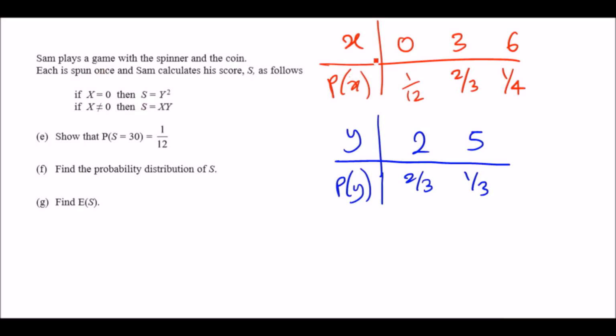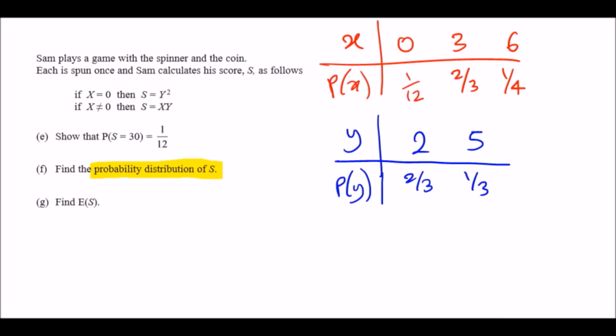If X equals 0, then S equals Y squared. If X doesn't equal 0, then S equals X times Y. That seems quite easy. Now, part E: show that the probability S equals 30 is 1/12. Find the probability distribution of S, and of course, find the expected value of S. As always, I find it easy to do the probability distribution first, because if you get this one right, every single thing will be easy to compute.